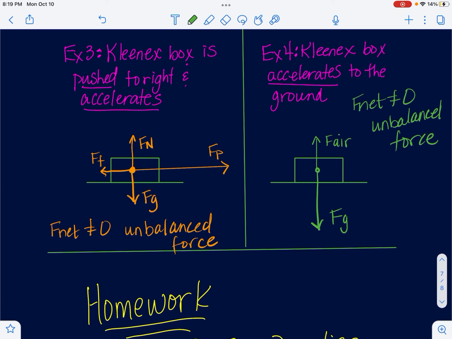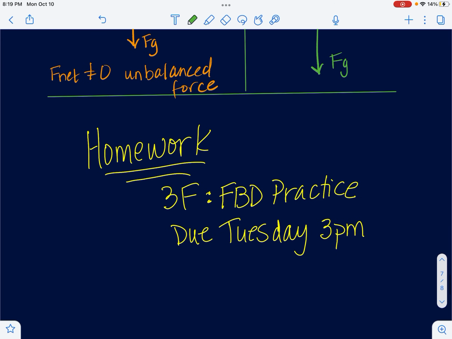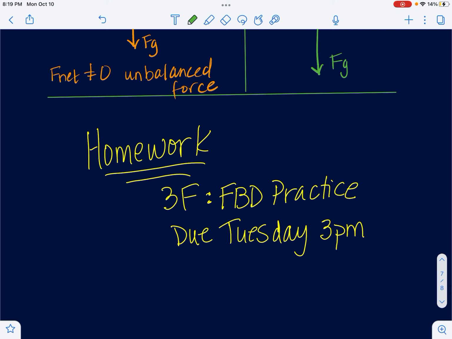Okay, so we have some examples to look at there as we are going through. You're going to have some homework. Don't worry about this so much. Just do the pages that you are assigned.